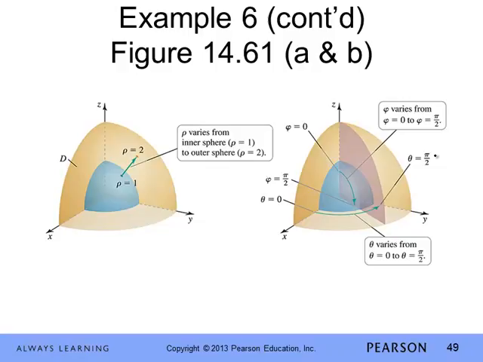After all, you're integrating over a portion of a sphere, a portion of a solid sphere. This is essentially a rectangular block in the spherical coordinate system with constant limits of integration for all three variables.